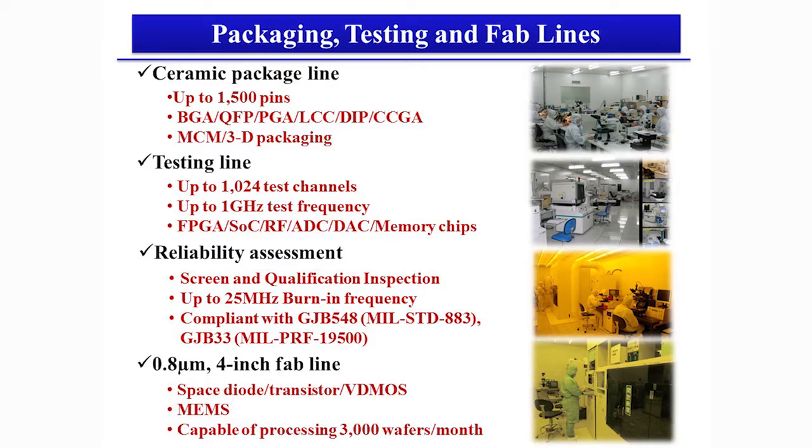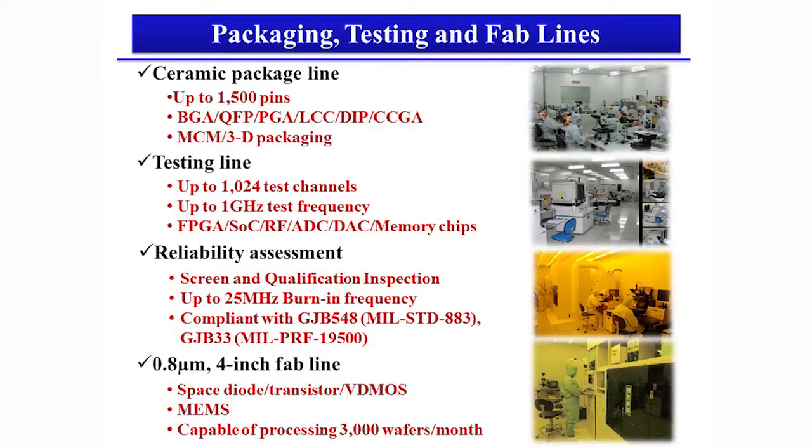For the fab line, we only have a 0.8 micron 4-inch fab line. Mainly it works for radiation-hard diodes, transistors, and VDMOS, like FRD. And also we're working on MEMS. So this is not a mass production fab line. They can deliver 3,000 wafers per month. So it's not a very big fab line.